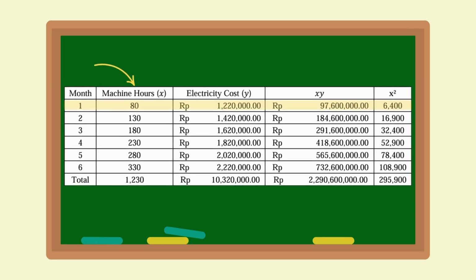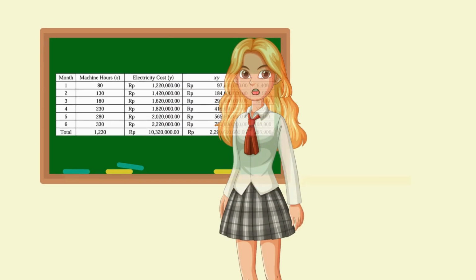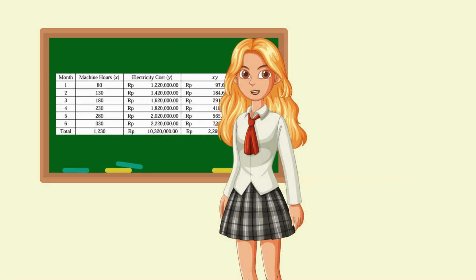Put all the calculations in the auxiliary table. For example, for the first month, X equals 80, Y equals 1,220,000 rupiah. Then the value of xy equals 97,600,000 rupiah, derived from multiplying x and y, and x squared is 6,400. Do this for all months and then add them up. So after doing the calculation, the result will be like the table below. Don't forget to add everything up after you're done multiplying and squaring. The second step is to calculate the slope, b.